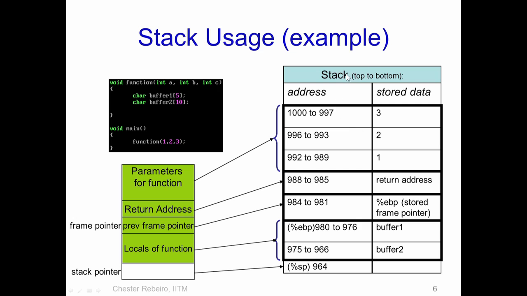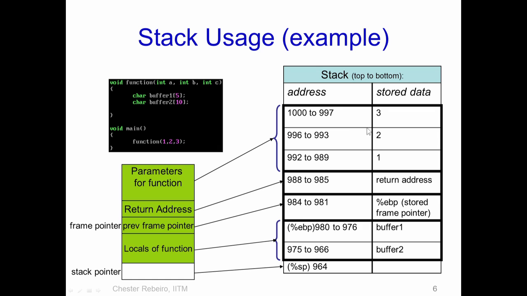Let us say that this is the stack and this is the address for the various stack locations, and this is the data stored in that particular address. So, let us assume that the top of the stack is 1000 and it decrements downwards. So, this was the stack corresponding to the function when it is invoked. So, we first see that the parameters that are passed to the function are pushed onto the stack. These are the parameters 3, 2 and 1 which are pushed onto the stack.